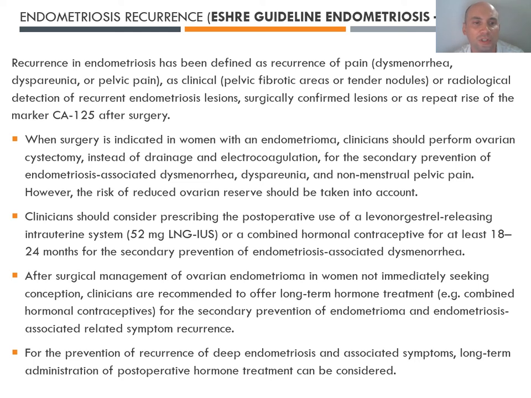When surgery is indicated in women with endometrioma, clinicians should perform ovarian cystectomy instead of drainage and electrocoagulation for the secondary prevention of endometriosis-associated dyspareunia, dysmenorrhea, and non-menstrual pelvic pain. However, the risk of reduced ovarian reserve should be taken into account.